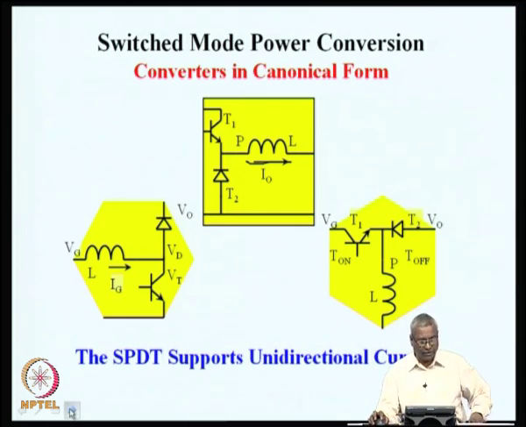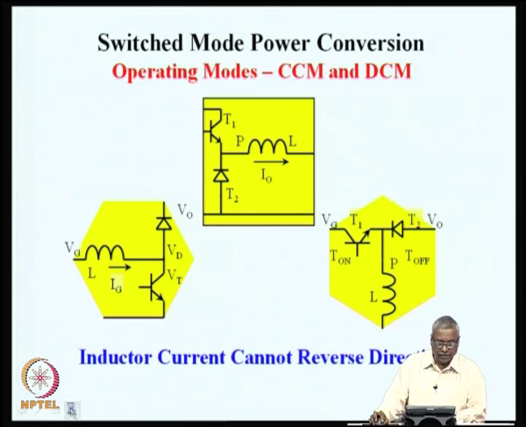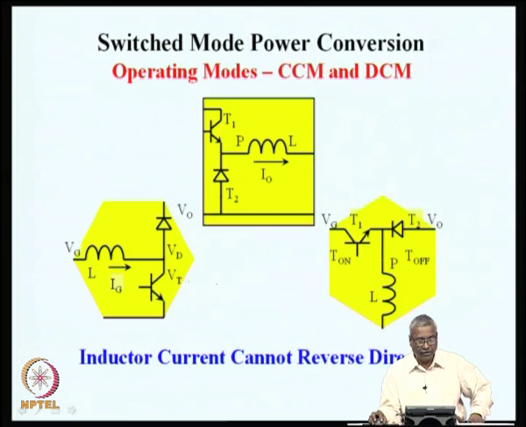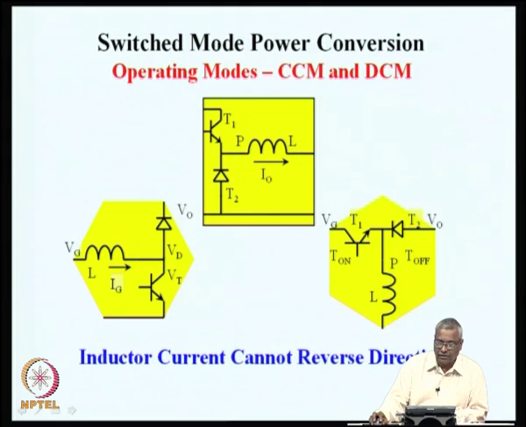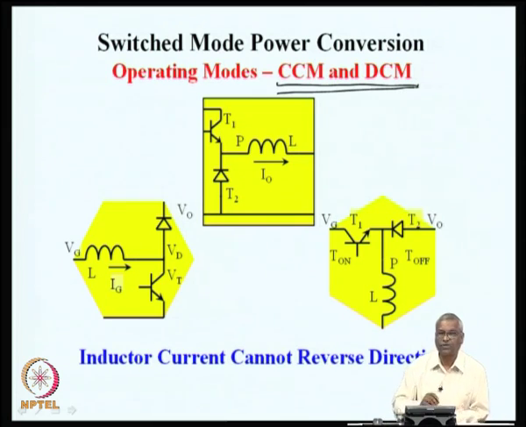So, the SPDT, single pole double throw switch, that we use in all these canonical circuits consists of an active switch, which is the transistor, and a passive switch, which is the diode. In this kind of realization, they do not allow the current in the inductor to be bidirectional. It supports only unidirectional current. So, the inductor current cannot change direction, and this gives rise to two different operating modes in these converters: the continuous current mode of operation and the discontinuous current mode of operation.